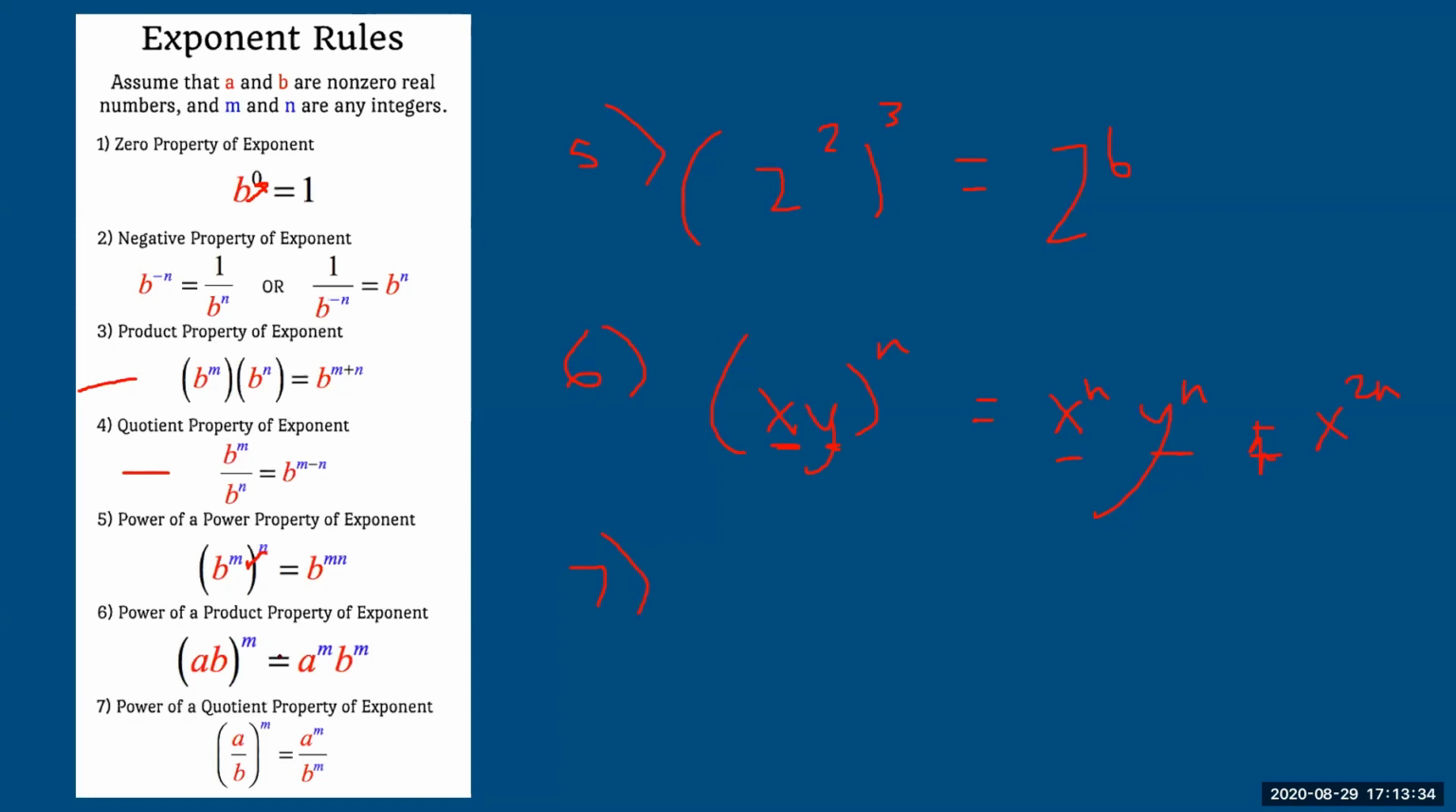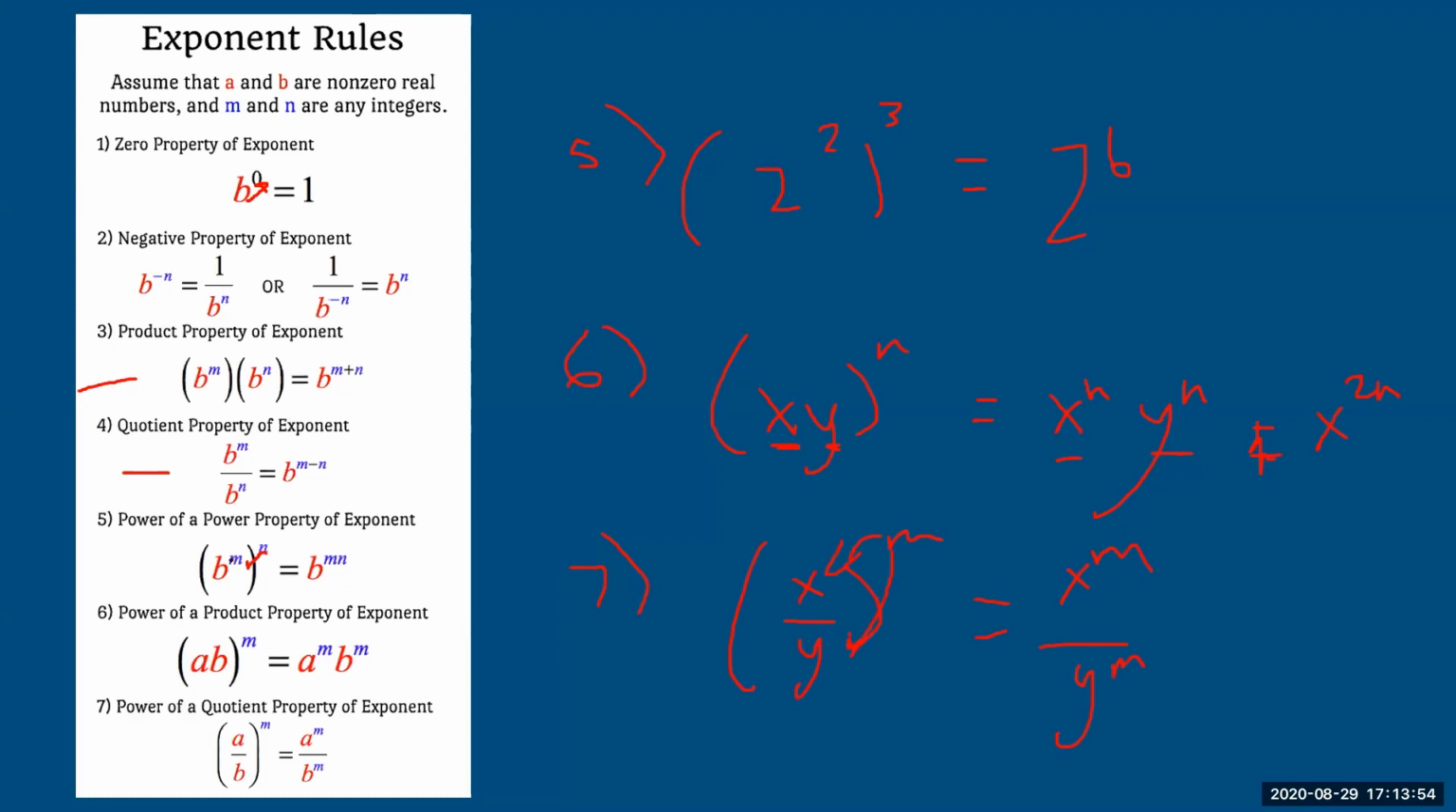Okay, number 7. Power of a quotient property of exponents. It's the same concept. x over y, you just distribute the exponent out. This is x to the m over y to the m. And you can't simplify it, assuming that x and y are not equal, because they don't have the same base, but you just distribute it out.